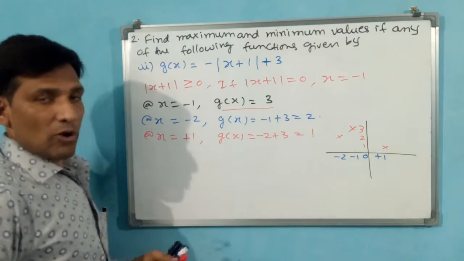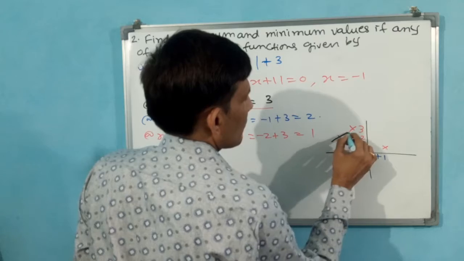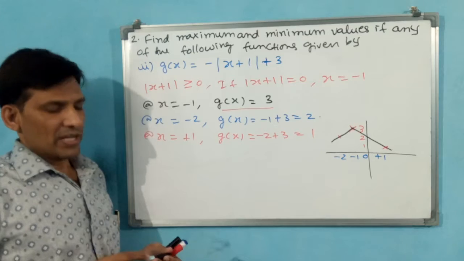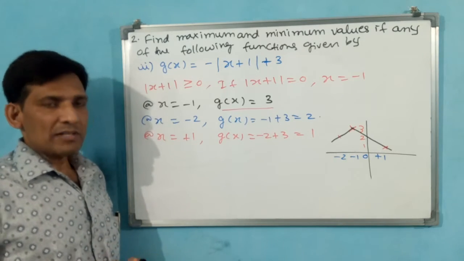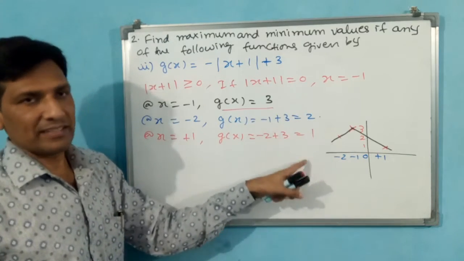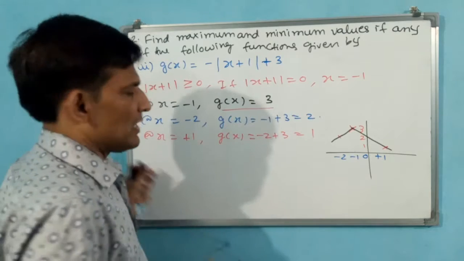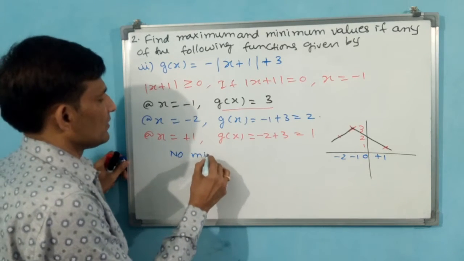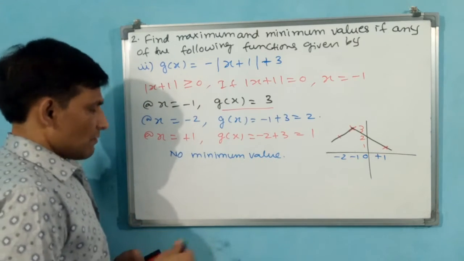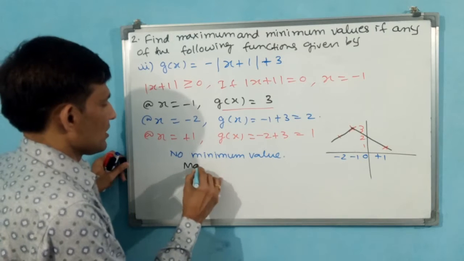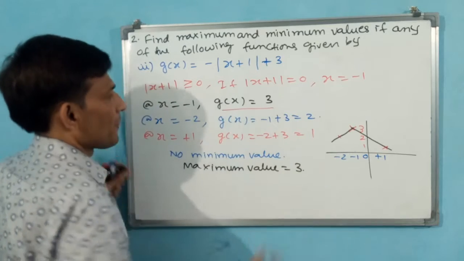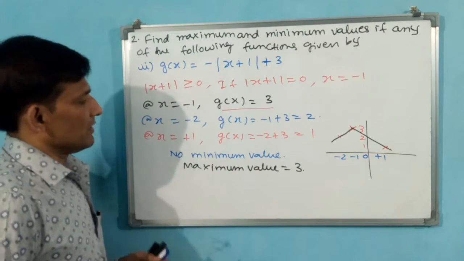See how the graph is coming. Inverted V. Inverted V means maximum value. What is the maximum value? 3 is the maximum value. See, other than 3, all remaining values are less than 3. That is why 3 will be the maximum value. Okay, no minimum value. Write down, no minimum value. What about the maximum value? Maximum value is 3. Write down. Is it okay? Yes, definitely okay.